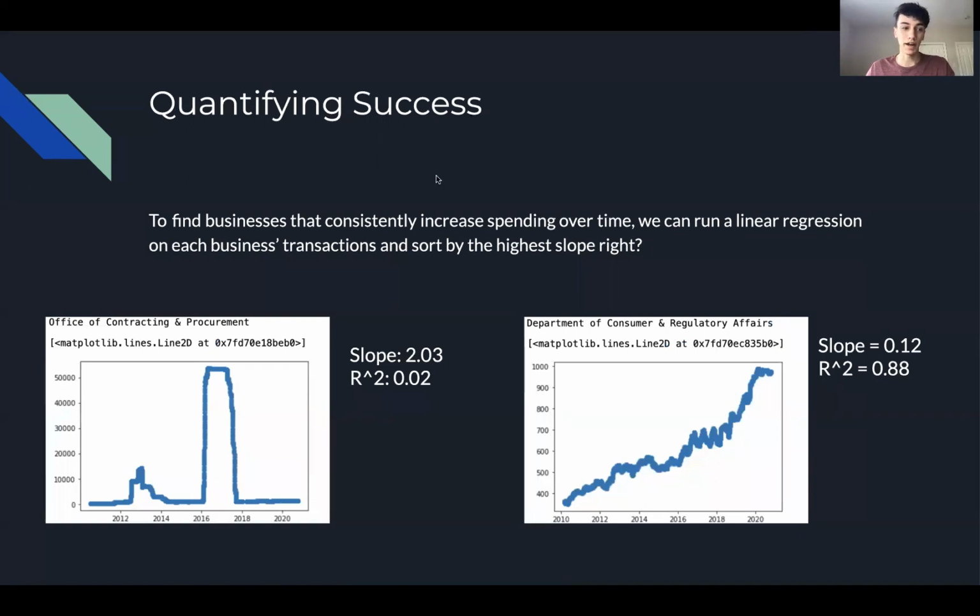So quantifying success, how can we compare businesses based on their running average of transaction costs? So my first inclination was to run a linear regression on each business and sort by the highest slope, as in which business will give me the most amount of returns over this period. As you can see on the left, the slope doesn't seem like it's a very useful factor because the Office of Contracting and Procurement just happened to make a bunch of transactions in 2016, which increased their slope. However, this is not indicative of a business that is consistently increasing their spending over a period of time. On the right, however, this is the number one business when I sorted by R-squared correlation. And as you can see, this business is consistently increasing their spending over time, which implies consistent growth and a good investment.